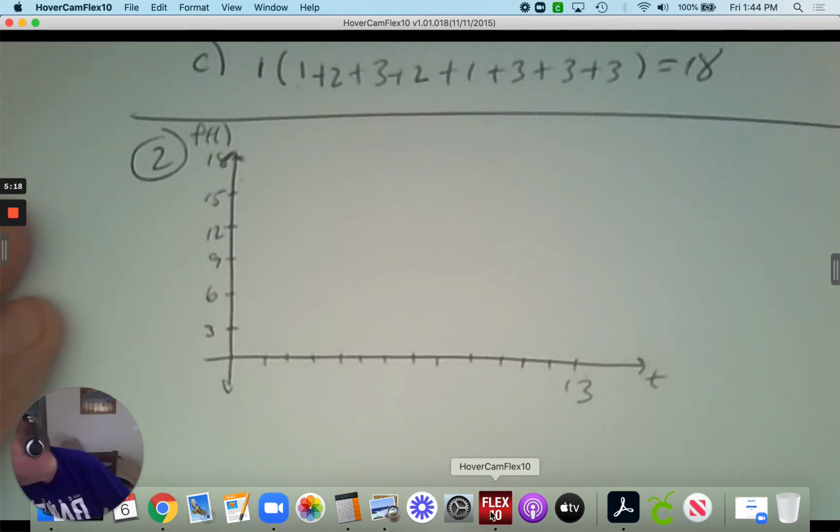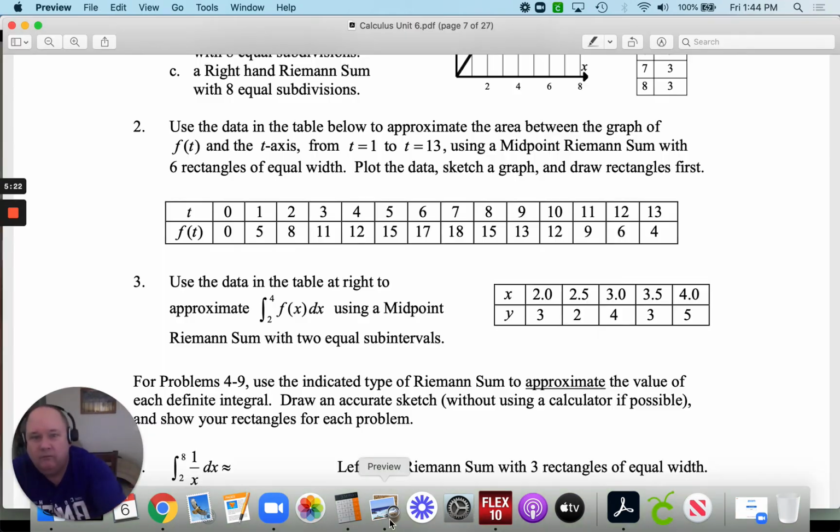The first one should be plotted at 0, 0, and then 1, 5, 2, 8, 3, 11, 4, 12, 5, 15, 6, 17, 7, 18, that's as high as it gets, 8, back to 15, 9 goes to 13.